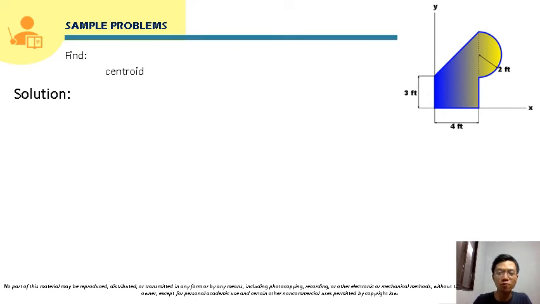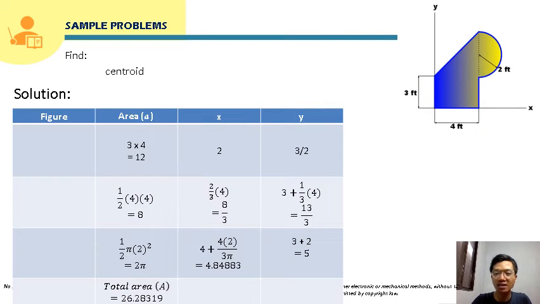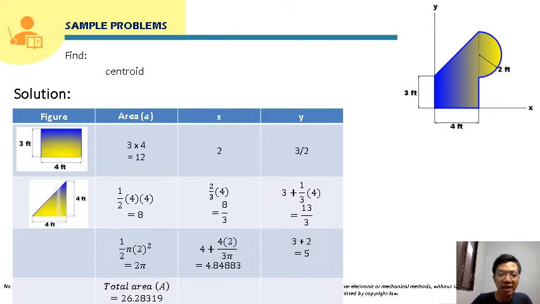Okay, so to solve for the centroid of this composite area, we are going to divide this composite area into its component areas. We are going to construct a table here wherein we will show the geometric figures that compose the composite figure. So these are a rectangle, a triangle, and a semicircle.